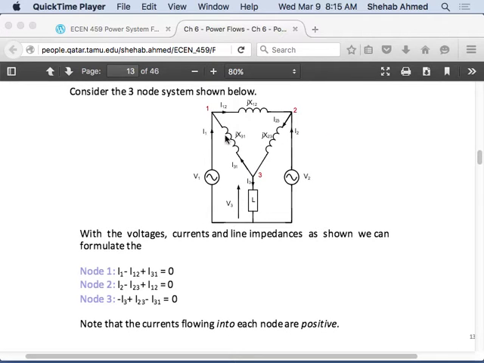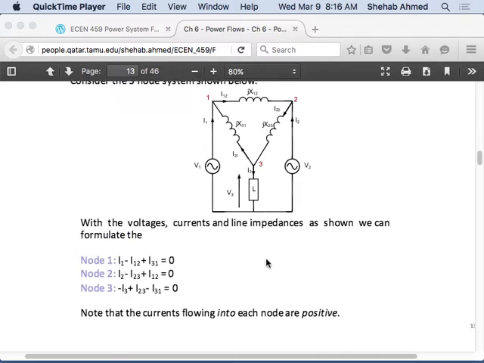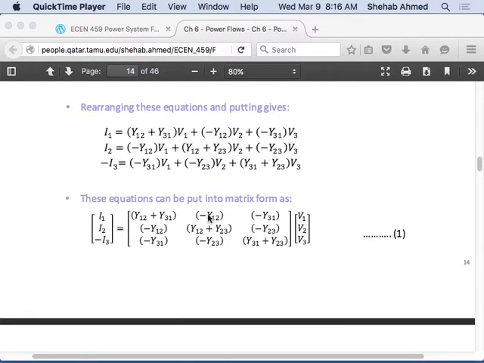The diagonal elements are the sum of the admittances. The off-diagonal elements are the negative of the admittances between the two specific buses. So element Y12 in the admittance matrix will be the negative of the admittance connected between bus 1 and bus 2. So on and so forth. These three are like that.